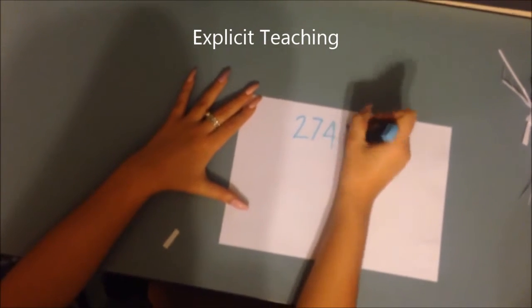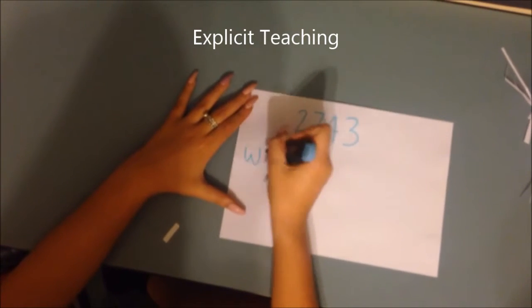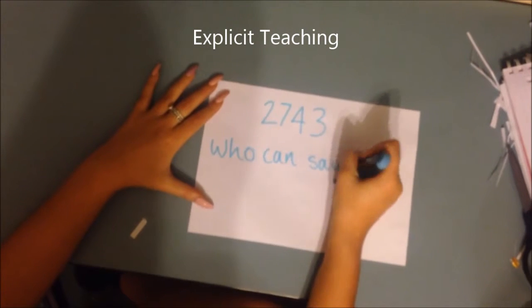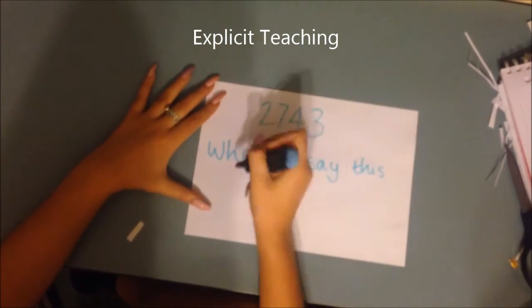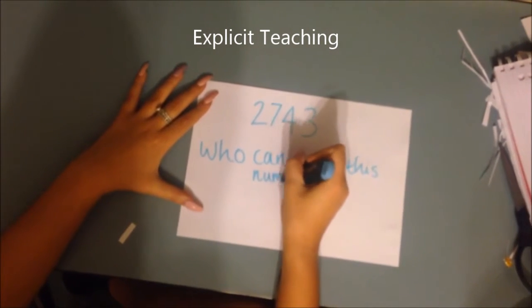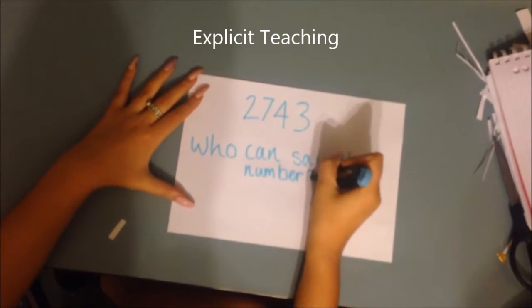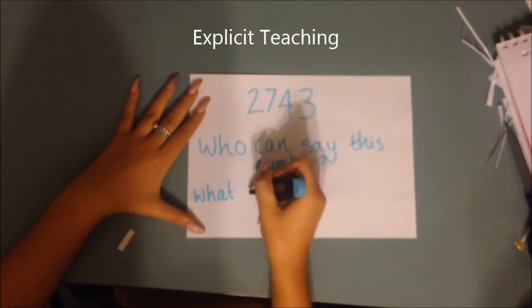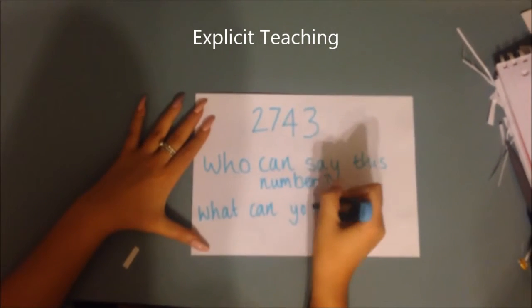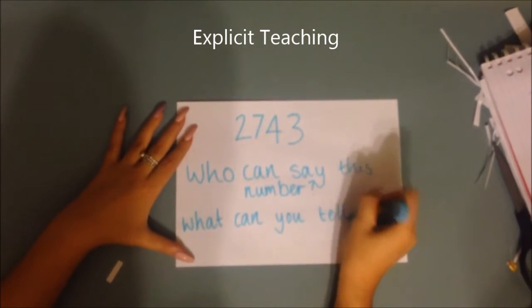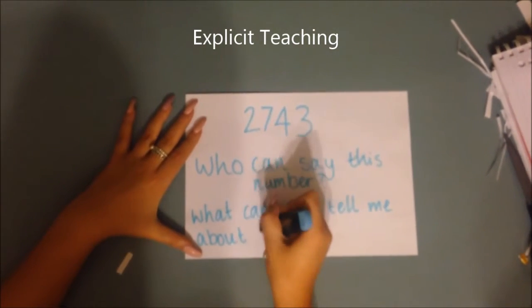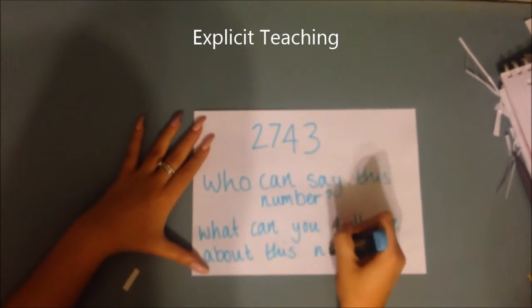My next activity is explicit teaching. This is where I, the teacher, would write a 4-digit number on the whiteboard, then ask students 2 questions about the number. The first question that I would ask is, who can say this number out loud? And the second question would be, what can you tell me about this number? All responses from students would be noted on the whiteboard for students to visually see and help them with further activities within the classroom.